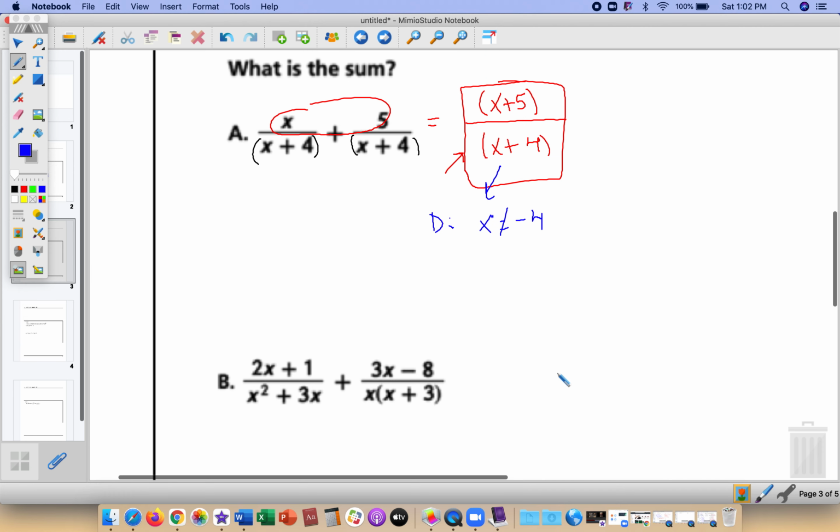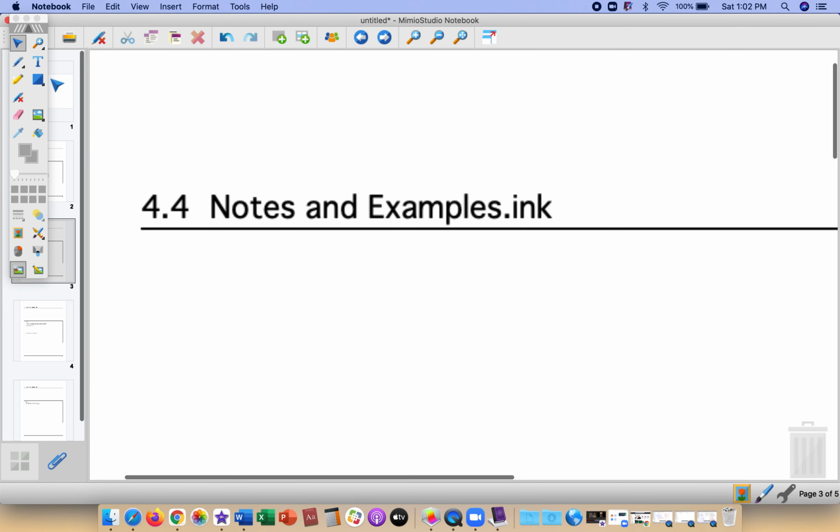So for this next one, we see that the denominators aren't the same.